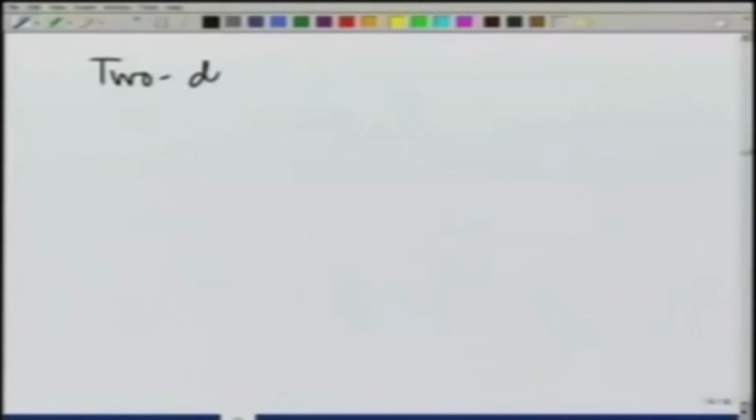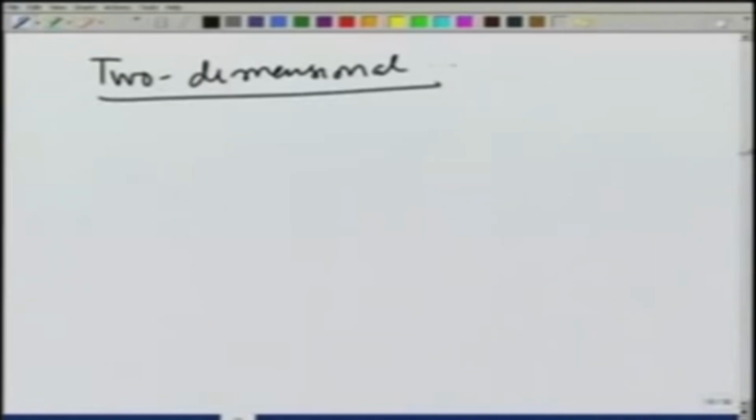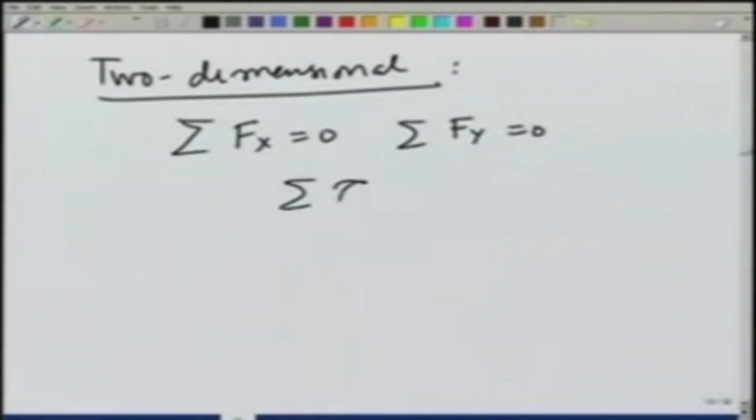You have noticed that so far we have been doing problems which are essentially two dimensional, in the sense that we have been looking at equilibrium conditions that summation Fx is equal to 0, summation Fy is equal to 0 and summation tau z is equal to 0. So, we have been talking about two force components x and y and one component of the torque, that is in z direction, or the torque about the z axis. Now, let us generalize this to three dimensions.